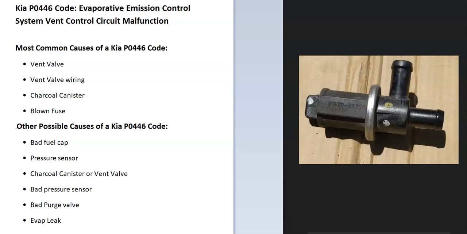So today I'm talking about a Kia with the P0446 code, what it is, and how you go about fixing it. So what is a Kia P0446 code? Well, it's an evaporative emission control system vent control circuit malfunction. And what does this mean?